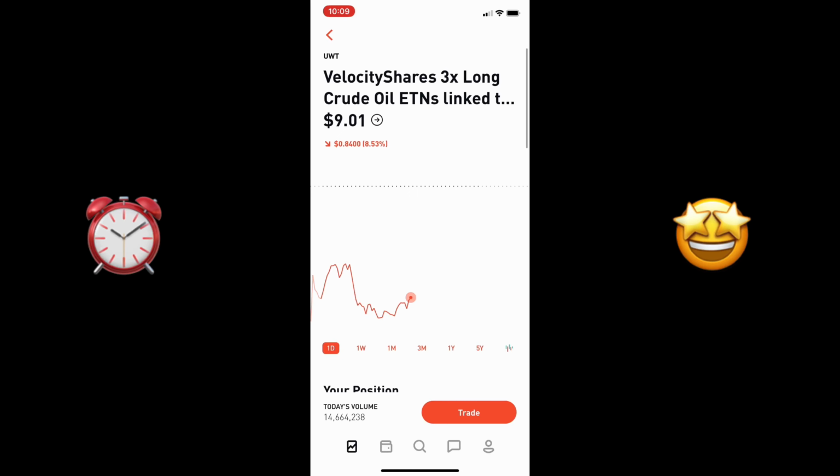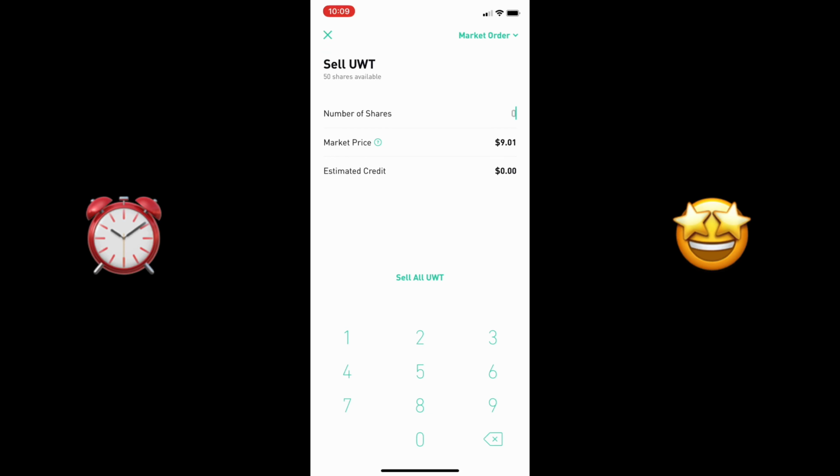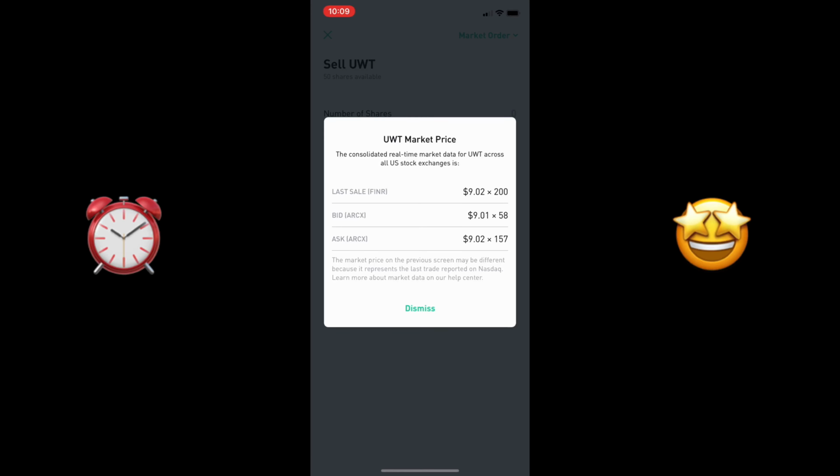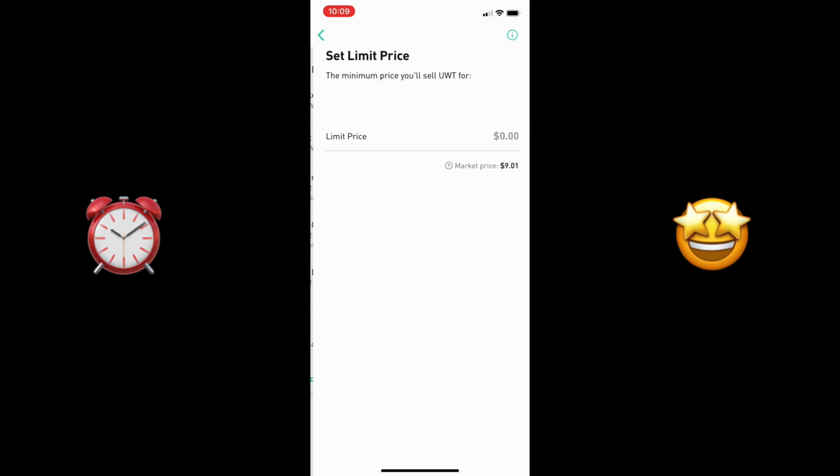To sell my shares, I'm going to click on the trade button in the bottom right hand corner, and then I'm going to click sell. I'm going to enter the quantity of shares I want to sell, as well as the price I want to sell them at. Remember, I'm going to click a limit order for any buys or sells I do on Robinhood.